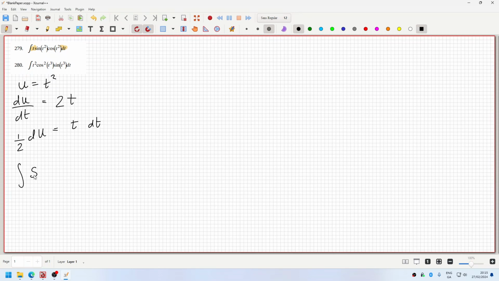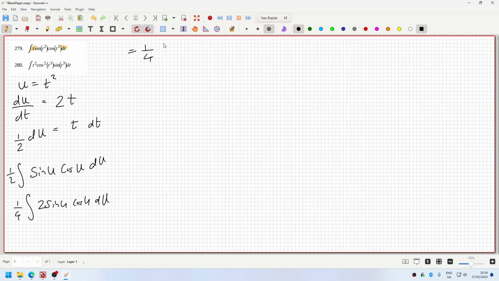So it would just be sine u cos u, and then a half du. So I should change this into a quarter to sine u cos u du. And that would be a quarter.